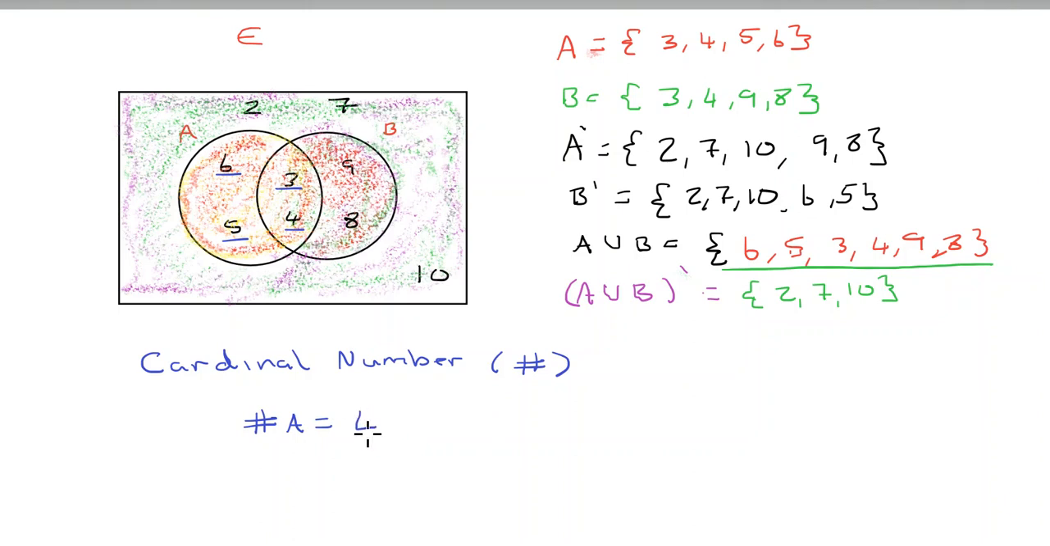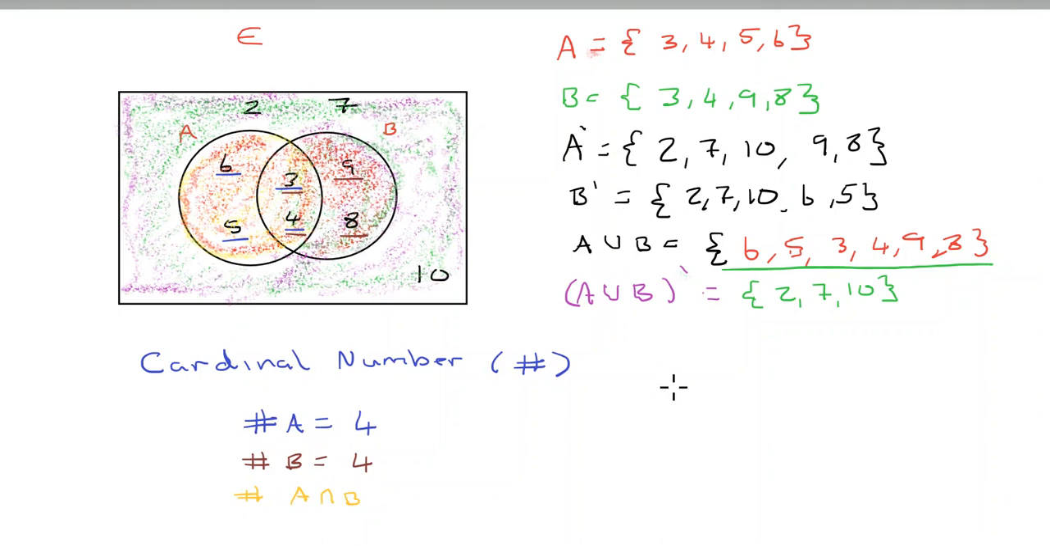If I was to say, what's the cardinal number for B? So the cardinal number for B is going to be all the elements that are in the set B. So there's 1, 2, 3, 4. So the cardinal number for B is 4. If I was to say, for example, what's the cardinal number for A intersect B? Okay, so remember, A intersect B, the set, so I'll just write the set here.